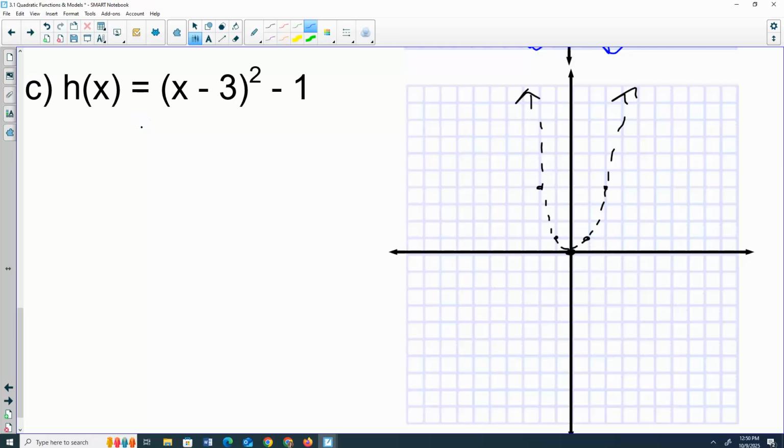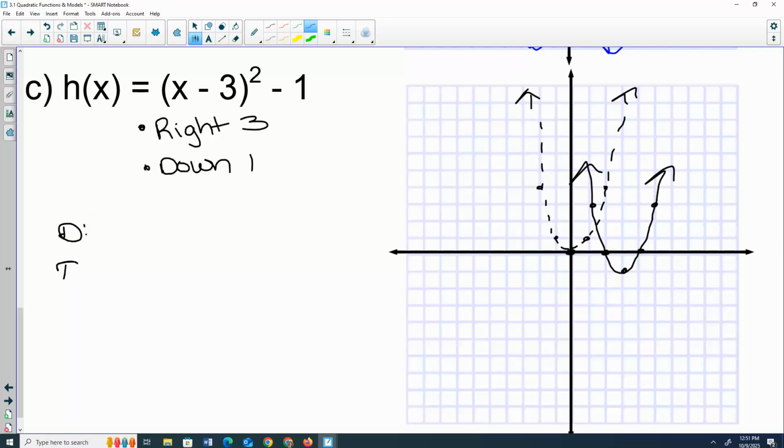What's the transformation this time? So I can take each point to the right 3 and down 1. Okay, did everybody get this? Make sure if you are doing transformations that you graph your parent function for me. What's the domain? And what's the range?